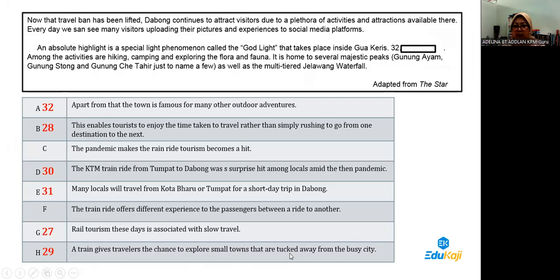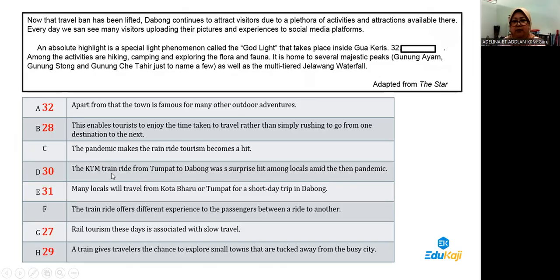What is meant by tucked? Tucked away means hidden, secretly hidden. You have never been to the place before. That is what we meant by tucked away. Okay, 29. Number 30. What's wrong with number 30?